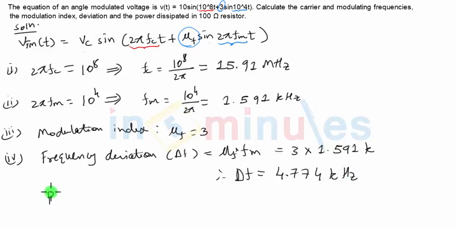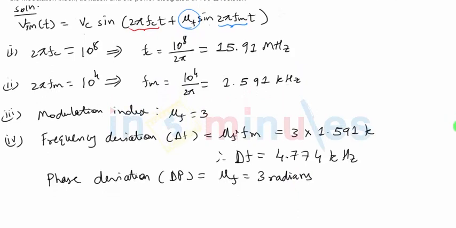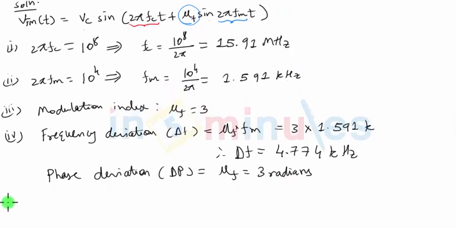Now one can also find phase deviation. Phase deviation is nothing but delta phi. That will be nothing but the maximum value of this phase part, and in case of FM, it is equal to the modulation index only. So the phase deviation becomes 3 radians. So because nothing was mentioned, it's better to provide both the values of frequency as well as phase deviation.